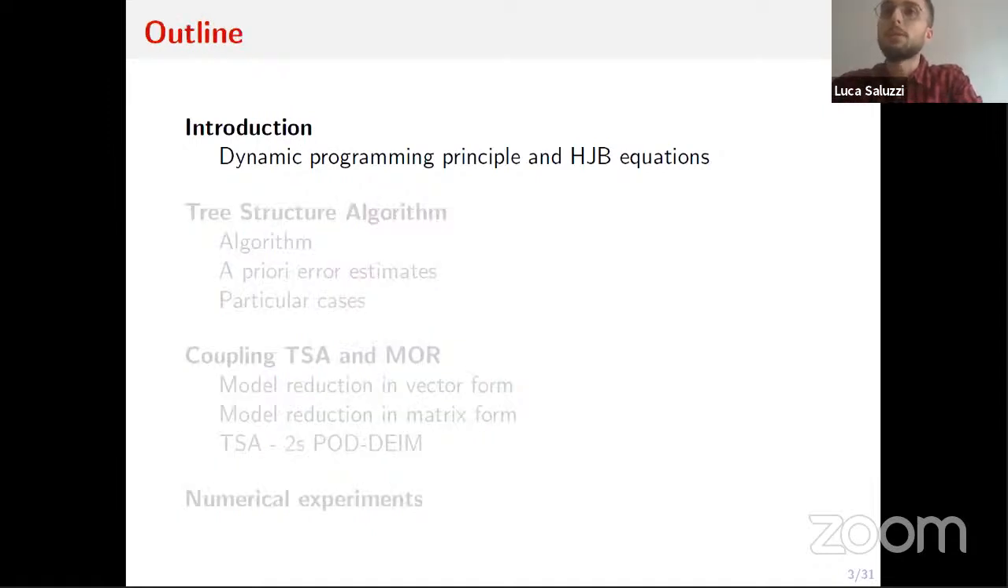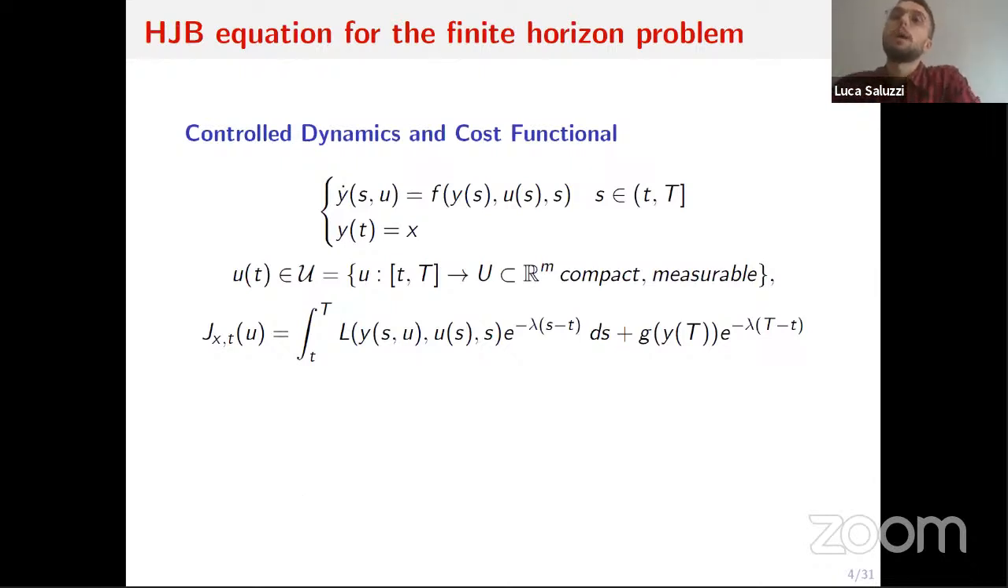Let's start with the introduction. This is our framework. We have a dynamical system starting from an initial condition x at time t, and we are considering a control u taking values in an admissible set, which usually takes values in a compact set in R^m and is measurable. We also introduce a cost functional, which has a running cost L and a final cost G.